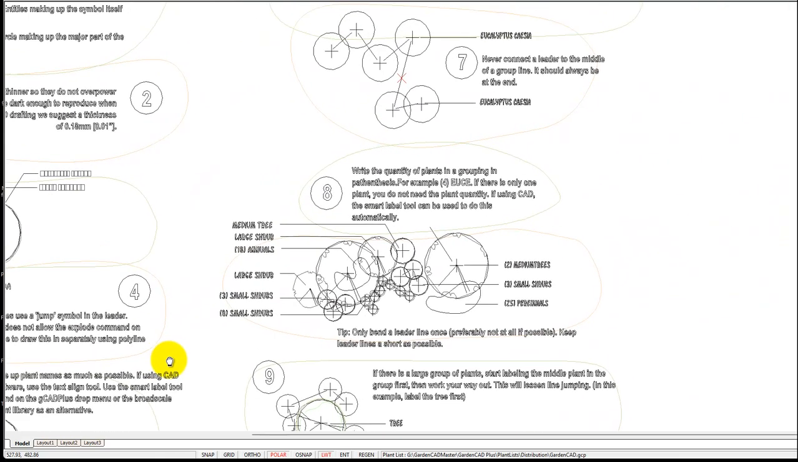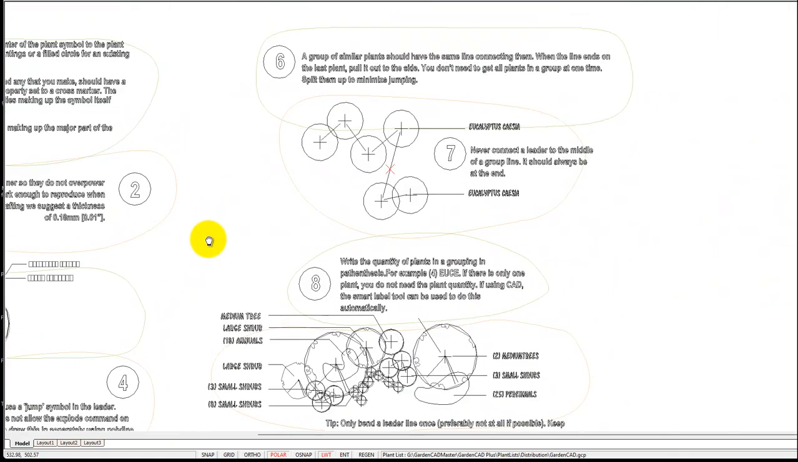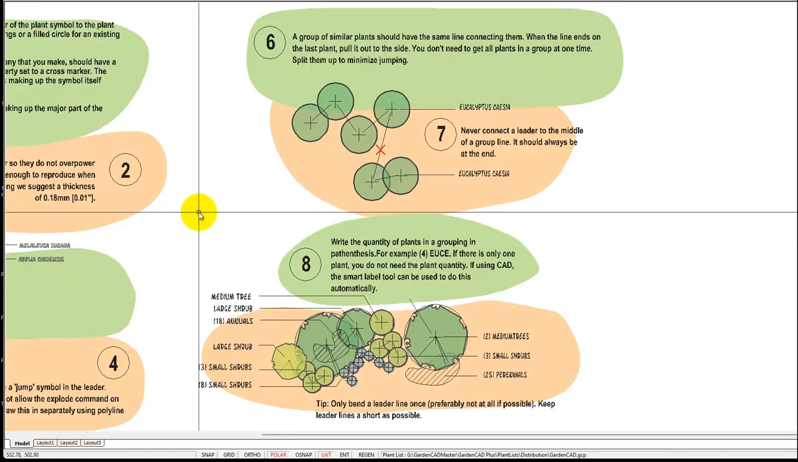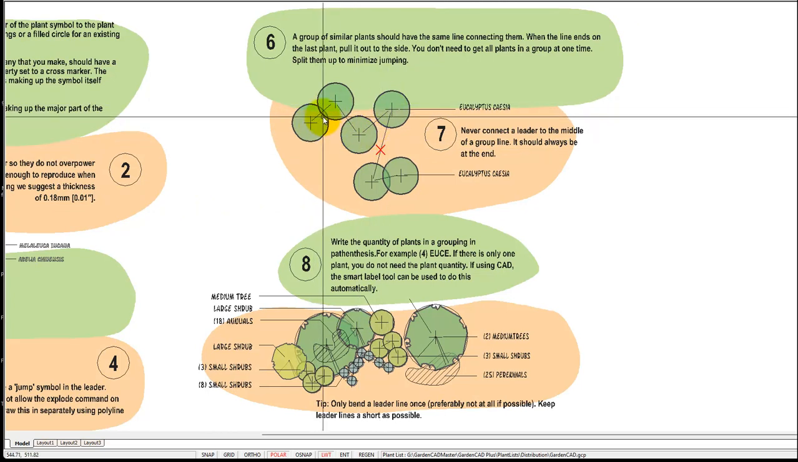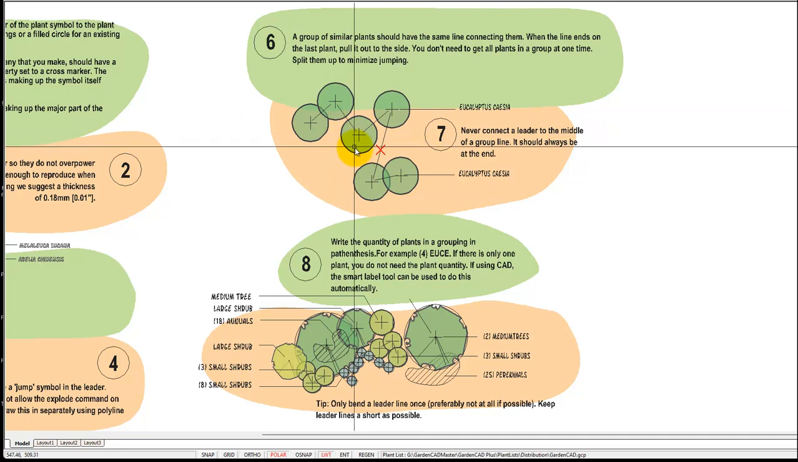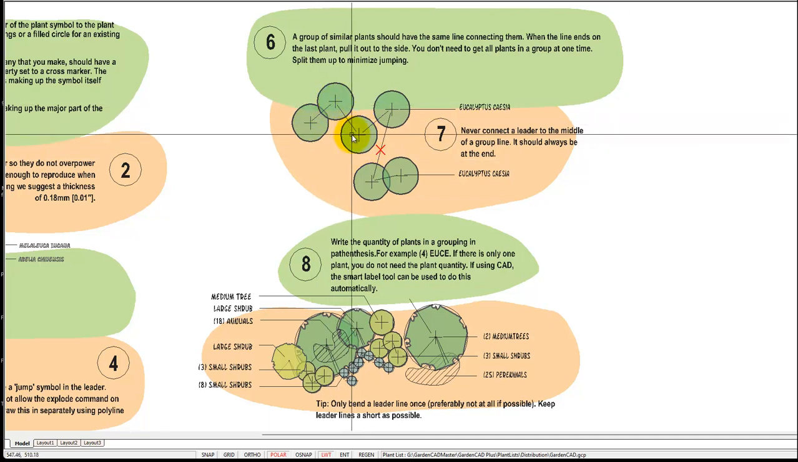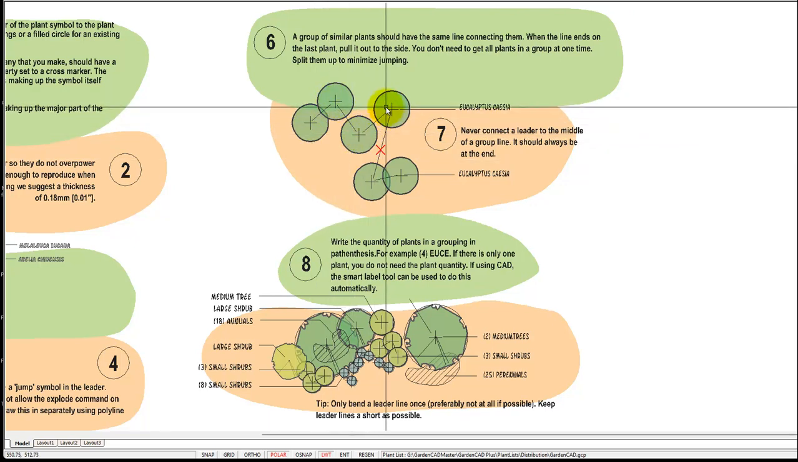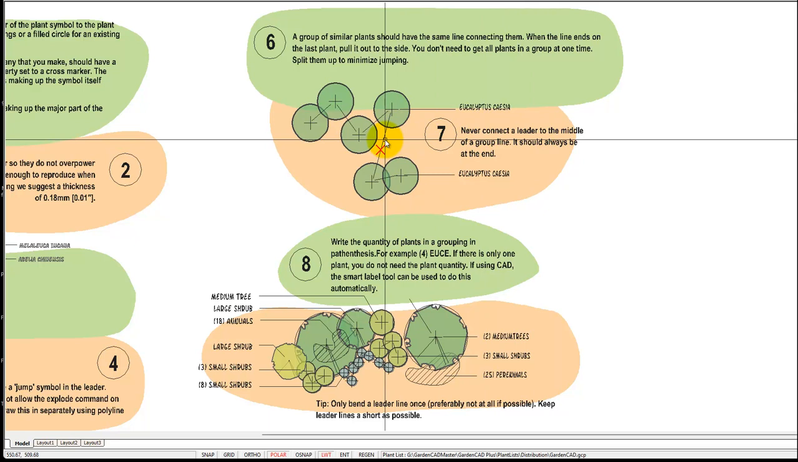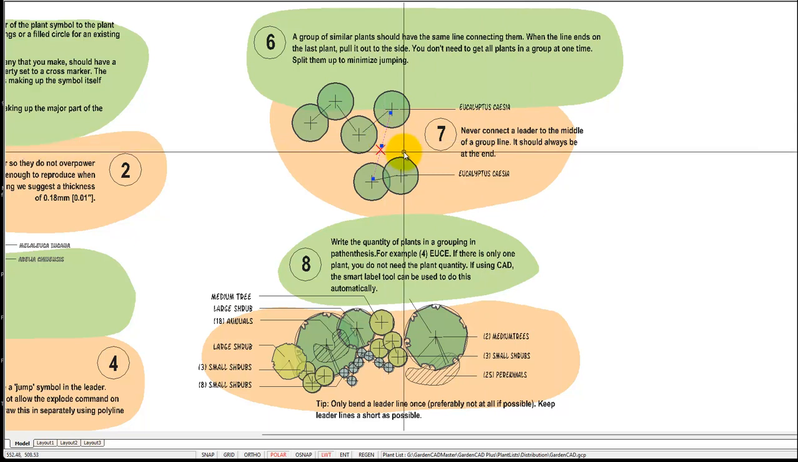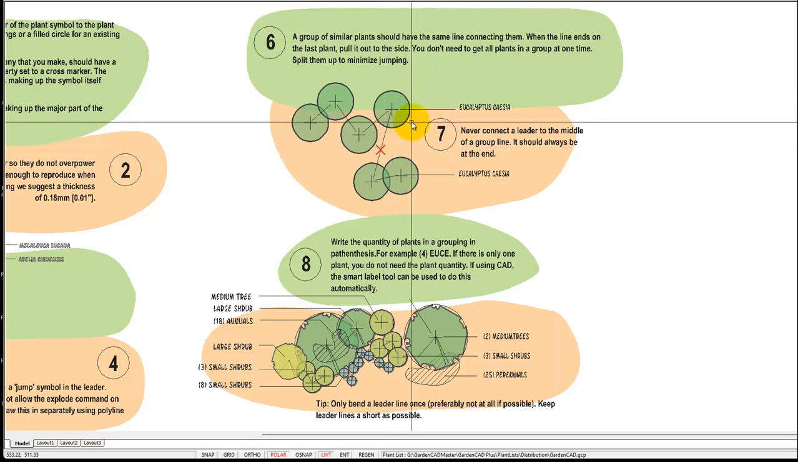Let's continue on with some more discussion. If you have a group of plants such as this, they should have the same line connecting them. So this line here connects them, but don't connect a leader to the middle. What you would do is eliminate that line there and just have one label.